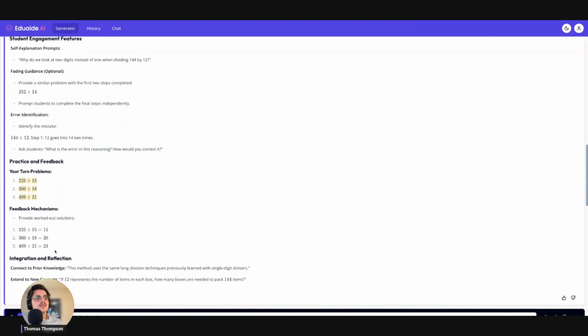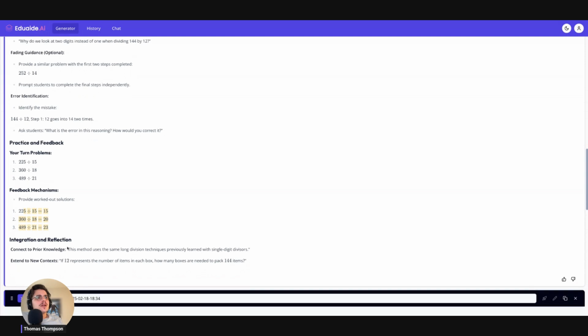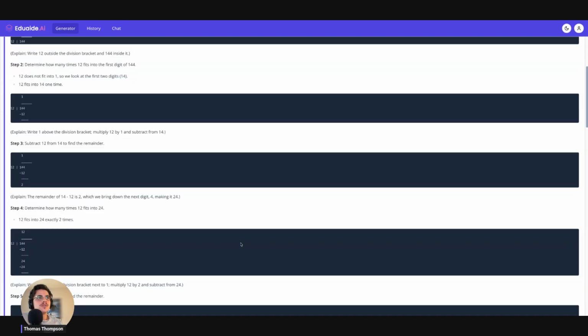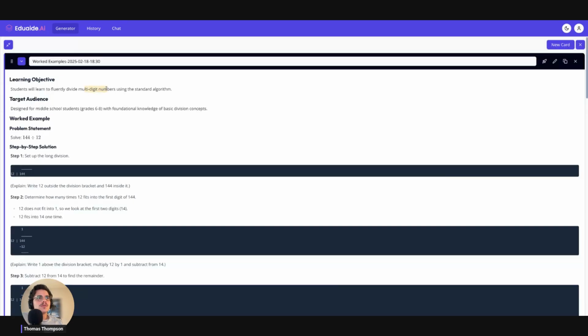We have our feedback mechanisms built in here. 225 divided by 15 is 15, 360 divided by 18 is 20, 489 divided by 21 is like 23 point something. Then you want to connect to your prior knowledge, right? This method uses the same long division techniques previously learned with single digit divisors, because we can assume that students worked with single digit divisors before moving on to the multi digit numbers here.